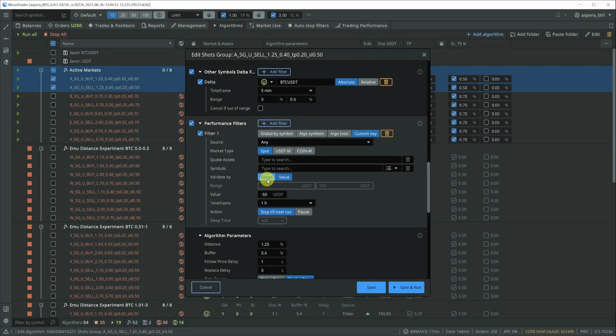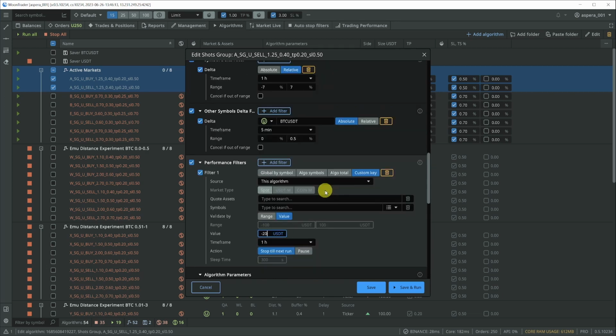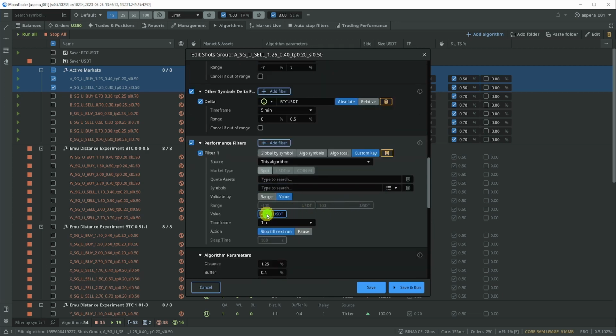Next, the Validate By section lists the conditions which the filter is looking for. The default is value. It means that as long as the source data is greater than the value specified, the algorithm will keep on working with all the coins included in it. As soon as the total USDT of whatever source drops below the value, we go straight to the action section.